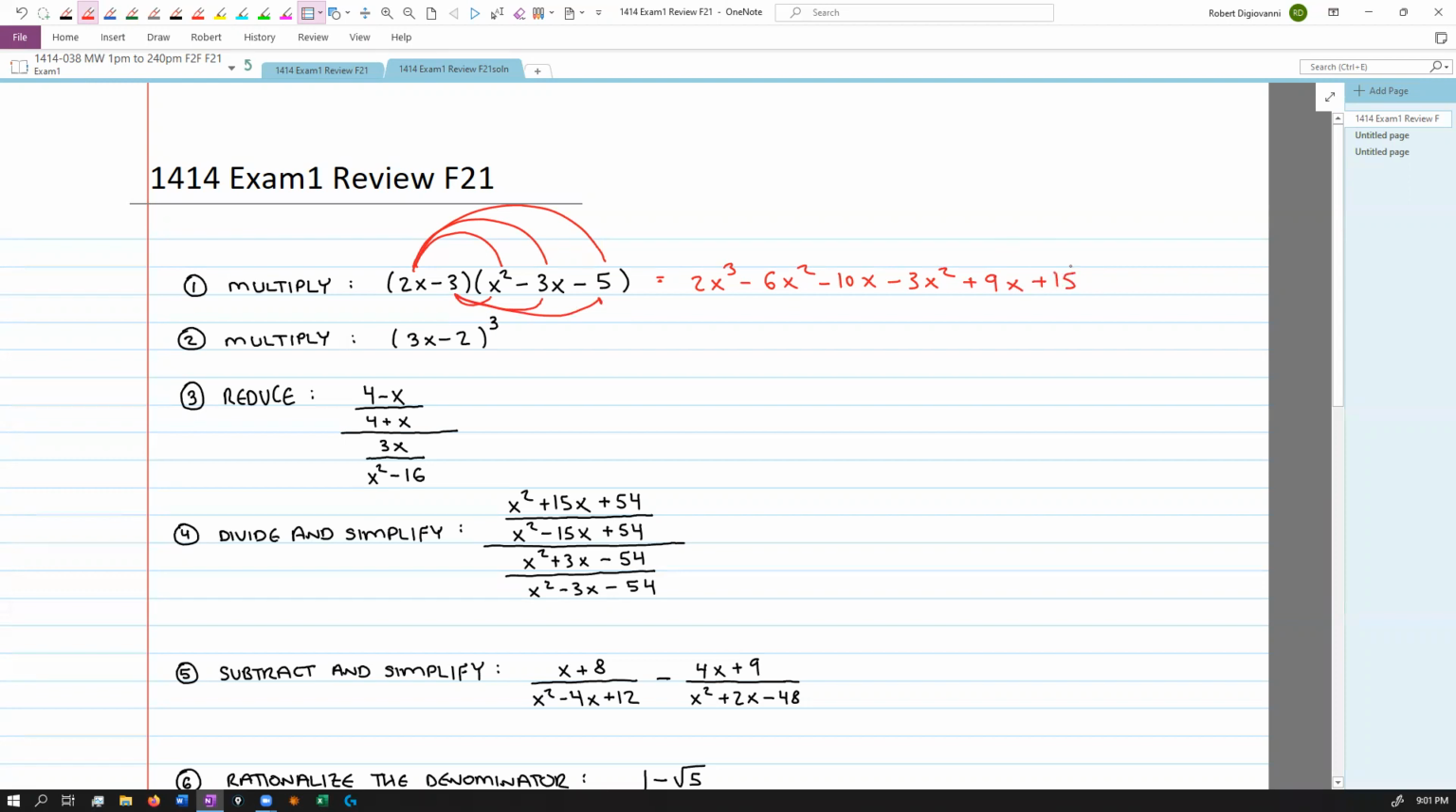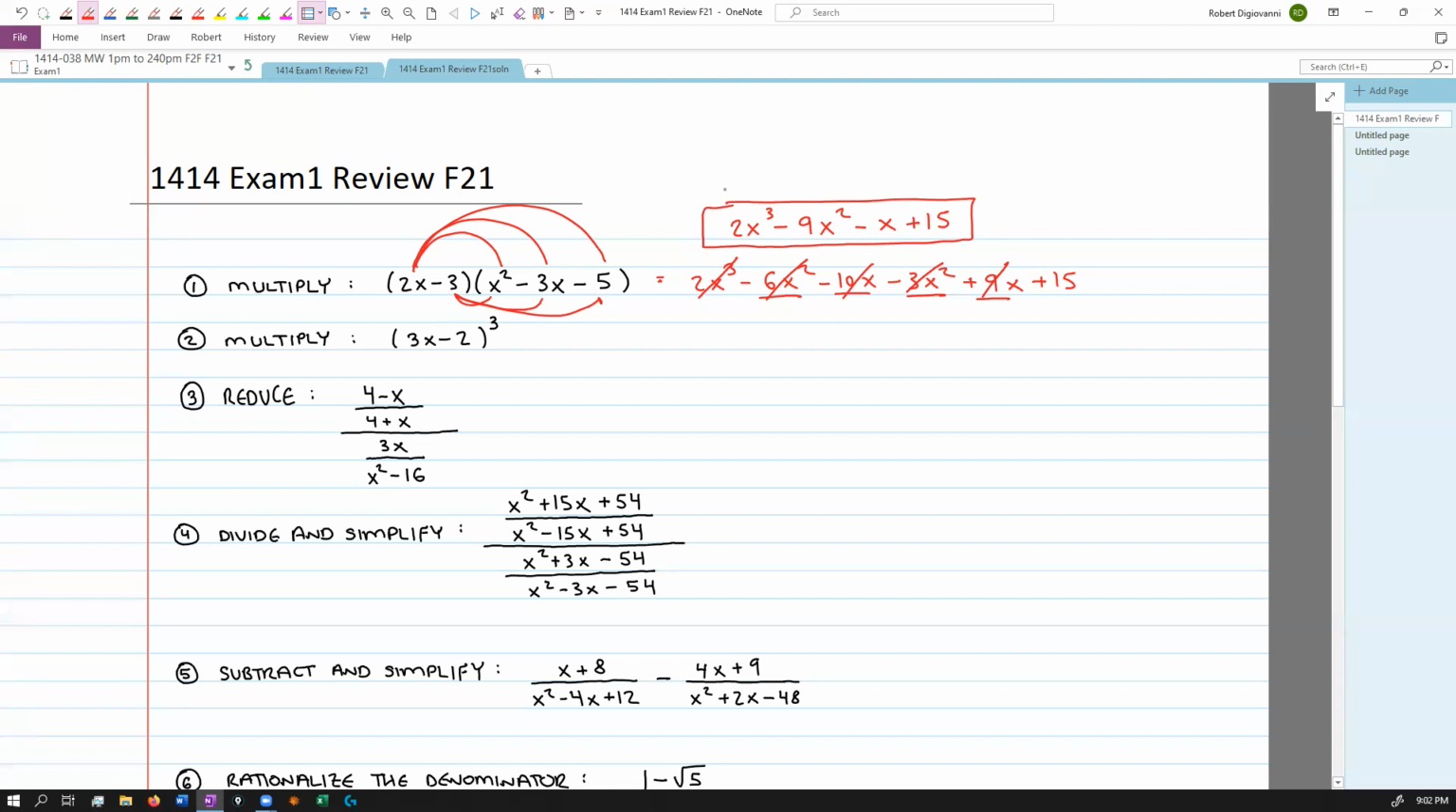And now we just collect like terms. So let's see, we only have one x cubed term here, so it becomes 2x cubed. So that takes care of that. X squareds, I've got those two, I can put those together. That's negative 9x squared. And then these two I can put together. That's going to give me minus 1x. And then that leaves me with the 15, so plus 15. There we go. So we've multiplied that out.